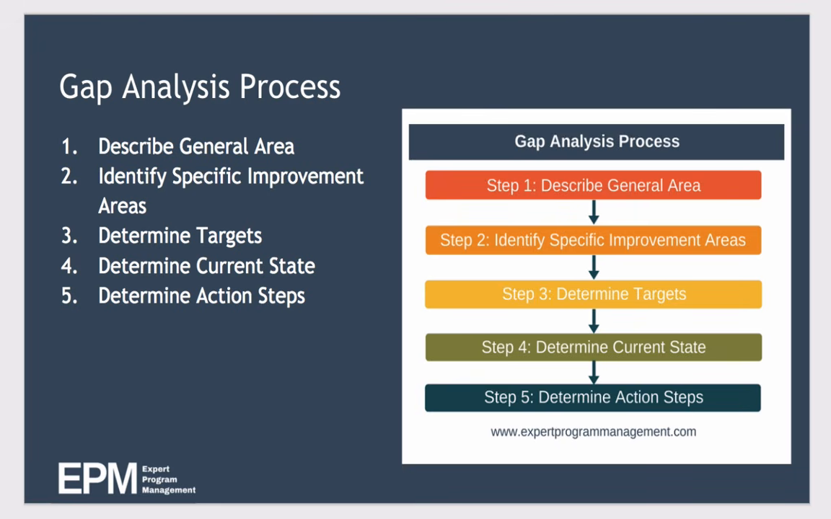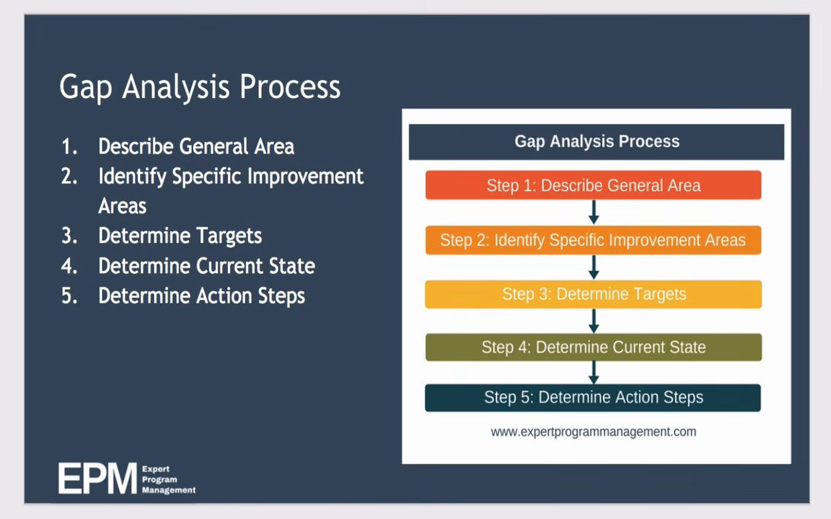Now, there are many similar methods to perform a gap analysis, but the process we'll present in this video consists of 5 steps, which you can see in the diagram, which are: step 1, describe the general area; 2, identify specific improvement areas; 3, determine targets; 4, determine current state; and 5, determine the action steps.